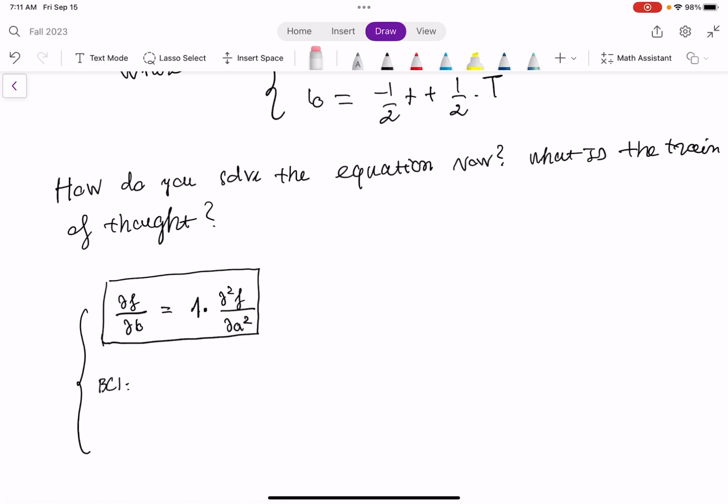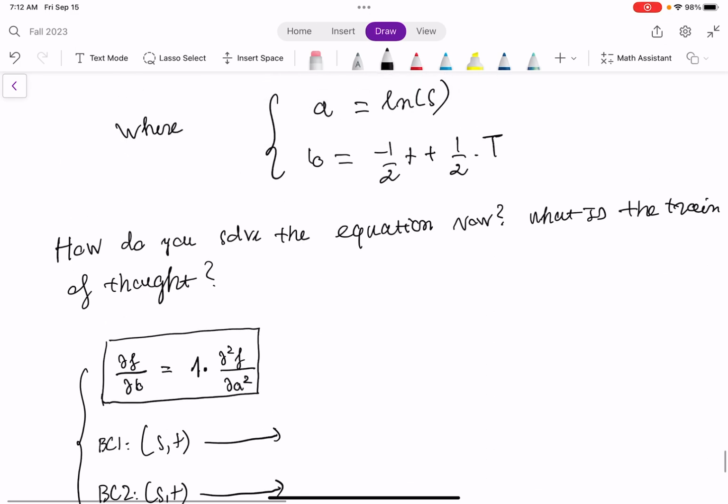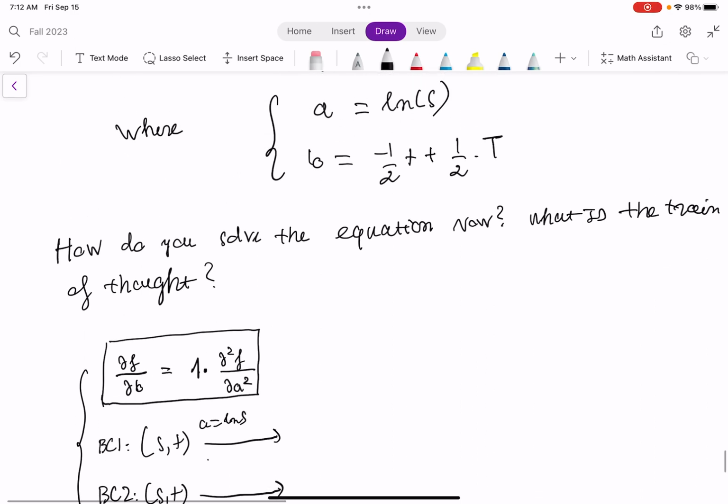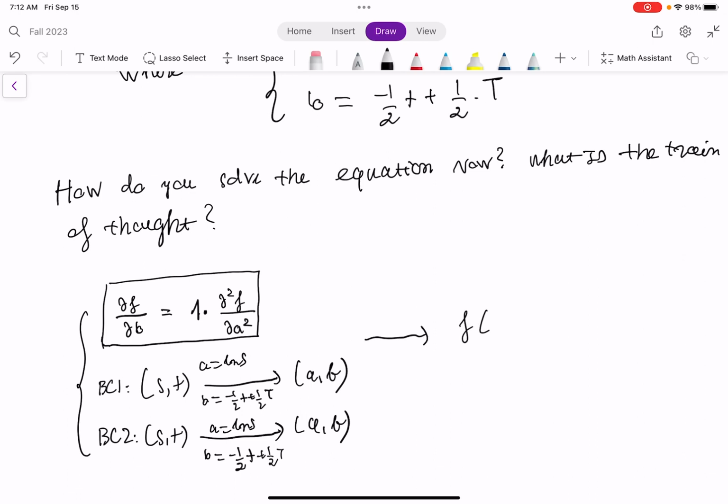Let me do this. So boundary condition, so you have f(s, t). If you substitute, and the same for the second boundary condition, you do some transformation. So a is ln s, b is -1/2 t plus -1/2 big T. A is ln s, b is -1/2 t plus 1/2 big T. You get the first boundary condition in a, b, second boundary condition in a, b. Okay, after you solve this equation, you get f as a function of a and b.